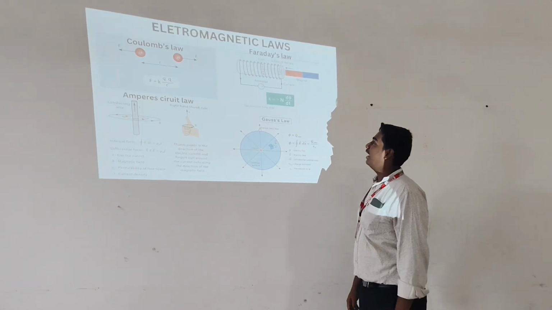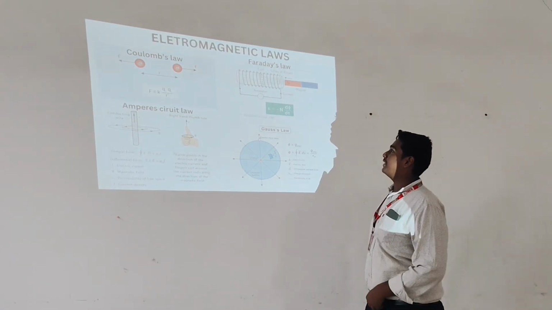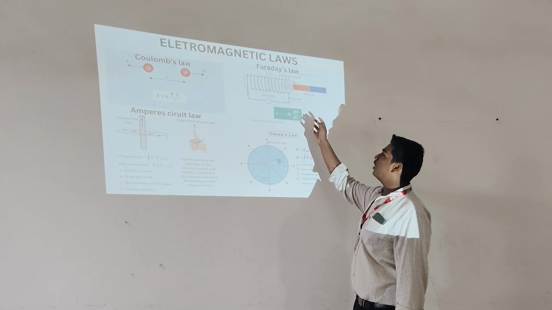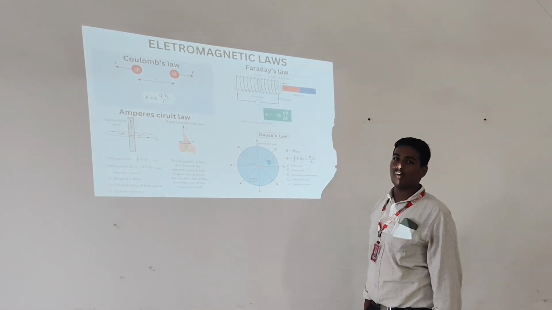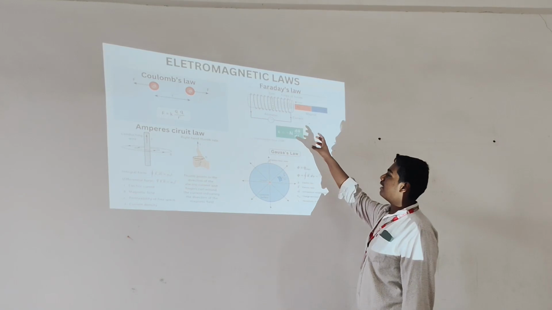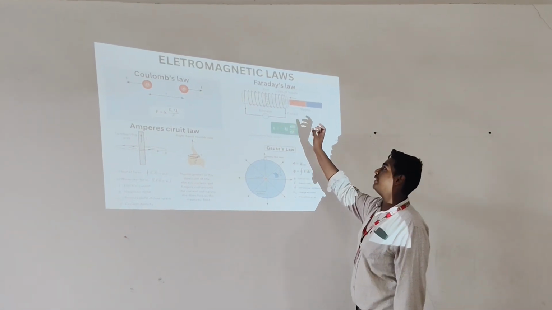I am going to start today's law, which is Faraday's law. Let me consider two coils, one a stationary coil and one a movable coil. When the number of turns increases, the magnetic flux in the turns will increase.